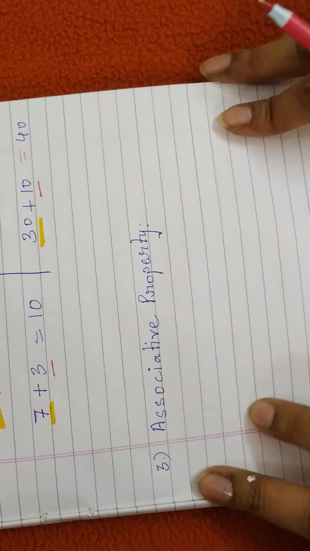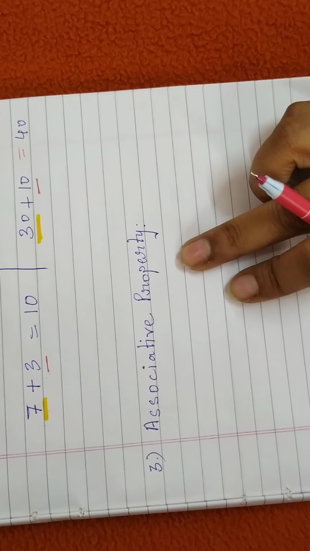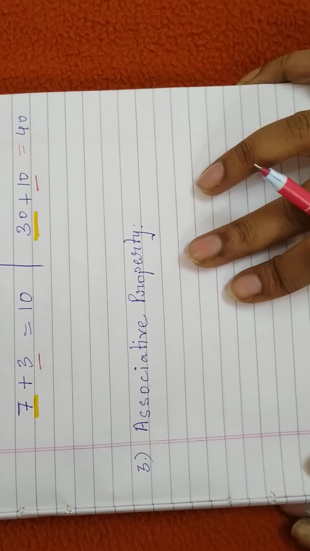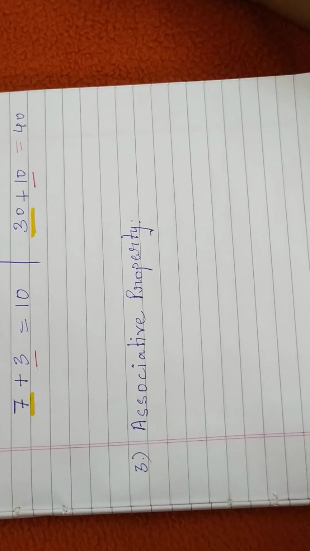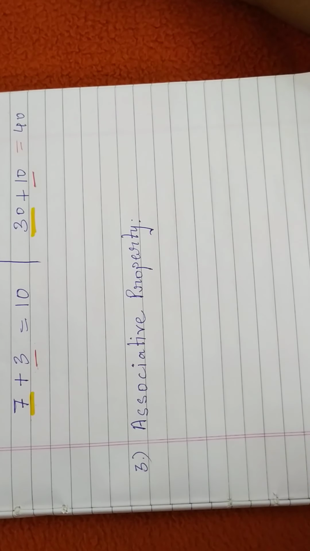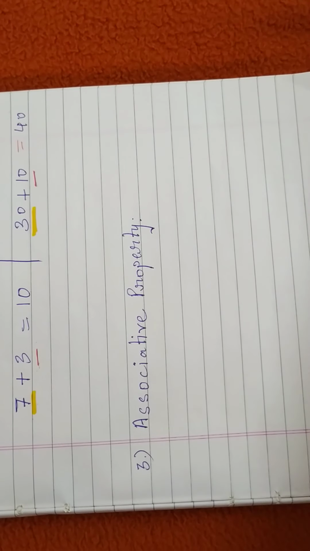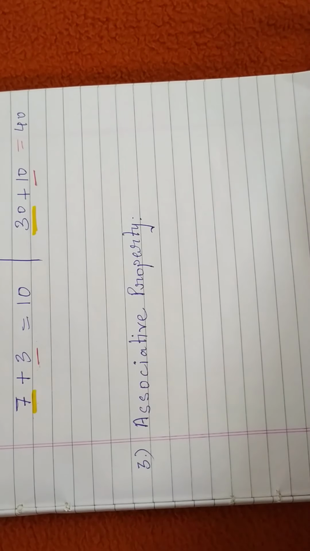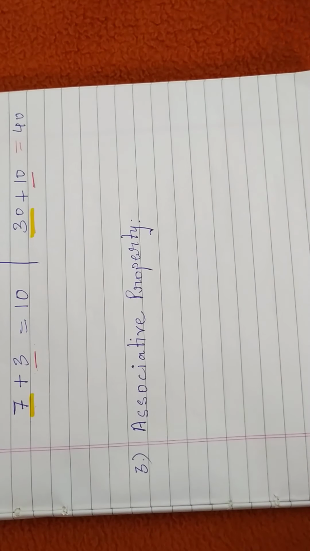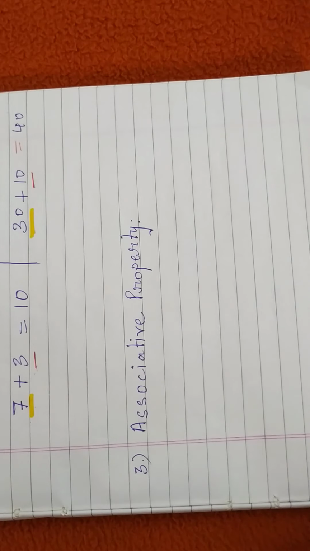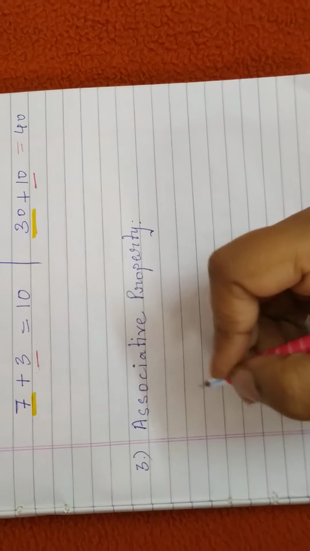Now children, let's talk about associative property. Okay, so what does associative property say? Associative property says that if we change the group of addends, it doesn't affect the sum. I'll make it clear. Associative property is also known as grouping property, or group property. Is it clear?